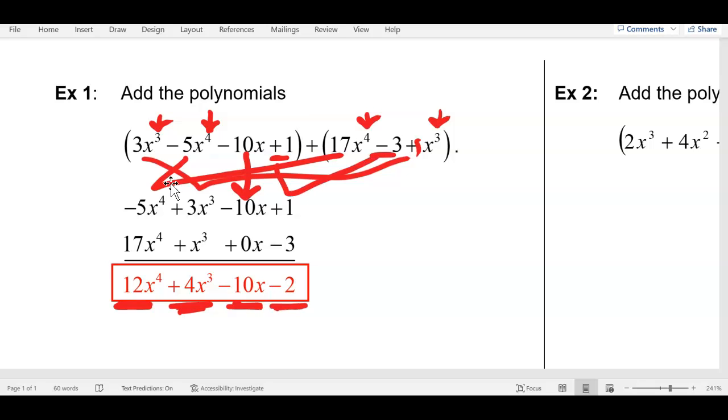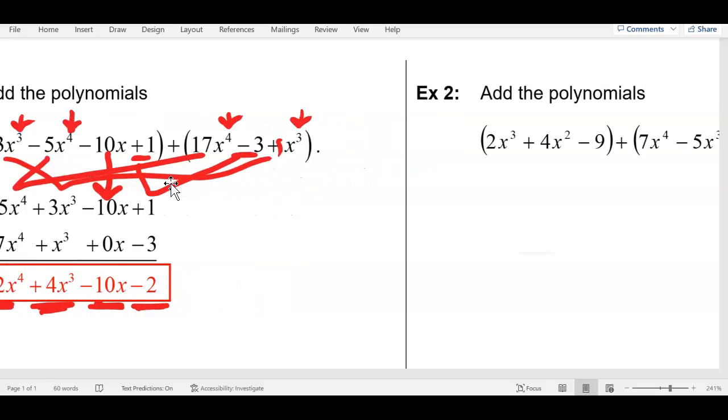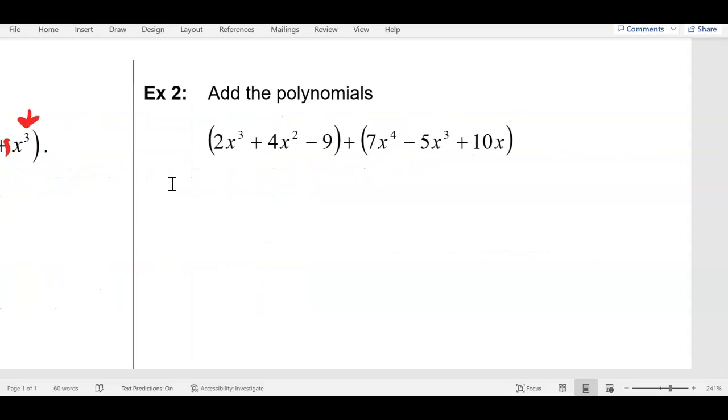Okay. Now that one's already done, so don't have to worry about that one too much, but let's go ahead and look at example 2. Okay, so looking over here on example 2. What's the highest degree that you see, or the highest power or exponent?